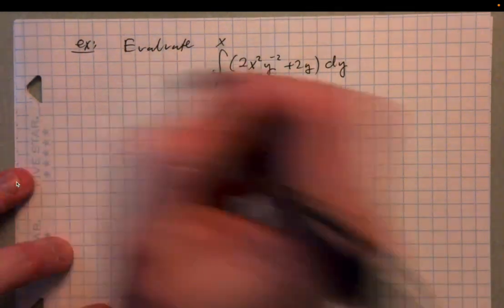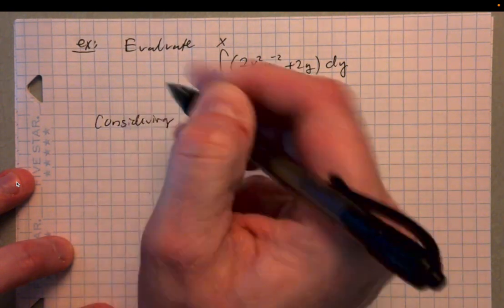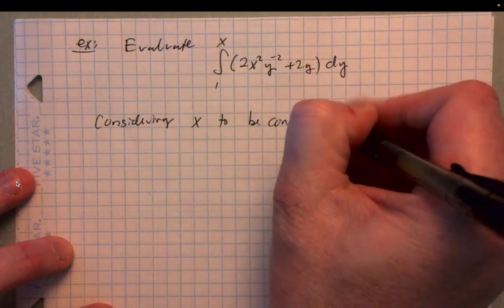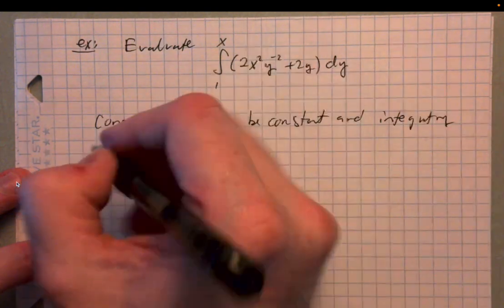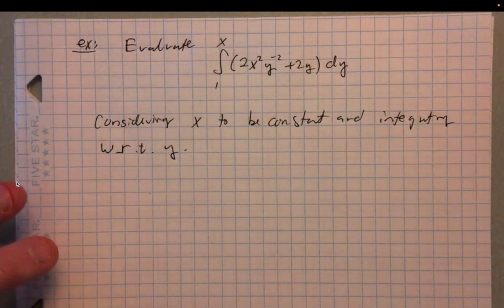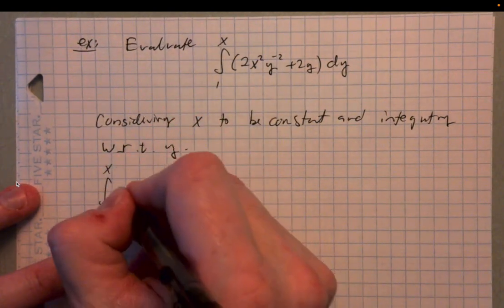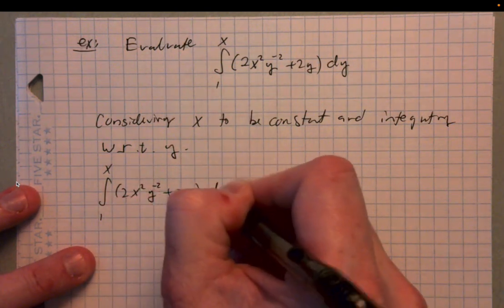Okay, so just to make this plain, we're considering x to be constant and integrating with respect to y. Okay, so how does this work? Well, let's write it down here. So this would be 2x squared y to the negative 2 power plus 2y dy.